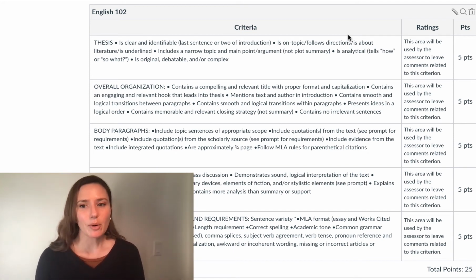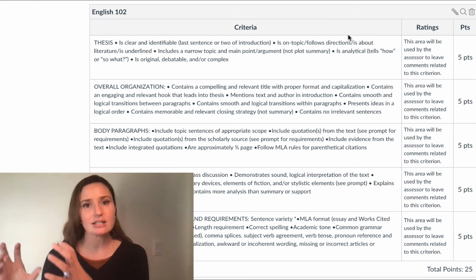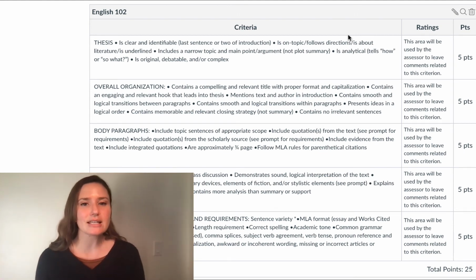So for 5 points out of 25 points, we have a thesis. And in that thesis category, here's what I'm looking for. I want to make sure that your thesis is clear. That's really important. I should understand what you're saying. The language should be as clear as possible and identifiable. That means when I read your introduction paragraph, I should be able to identify what your thesis statement is, not only because you've underlined it, but because it's obvious that that's an argumentative statement that makes an assertion about whatever text you're writing about. And generally, your thesis, as you know, should go toward the end of your introduction.